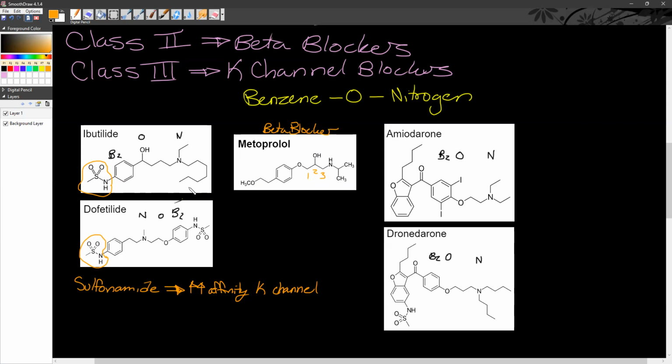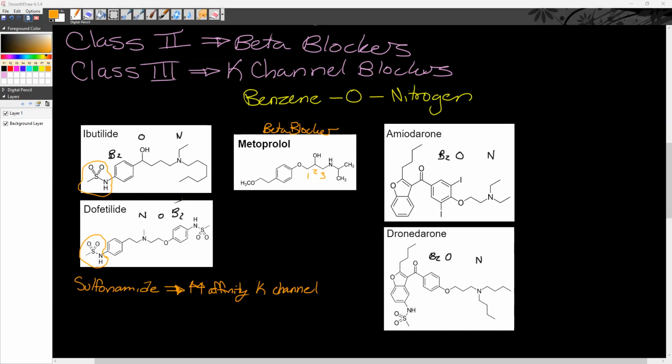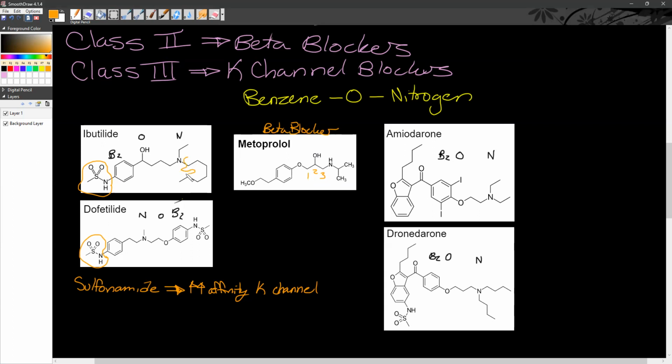In order to prevent the ibutylide from just being another beta blocker, what it uses is this long tail. So normally, for a beta blocker to work, you need to have your oxygen, and then a couple carbons away is the nitrogen. These are the key components. Then on the para position, you need to have some sort of tail.